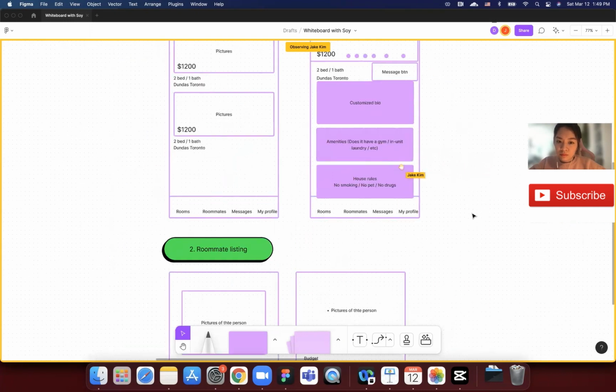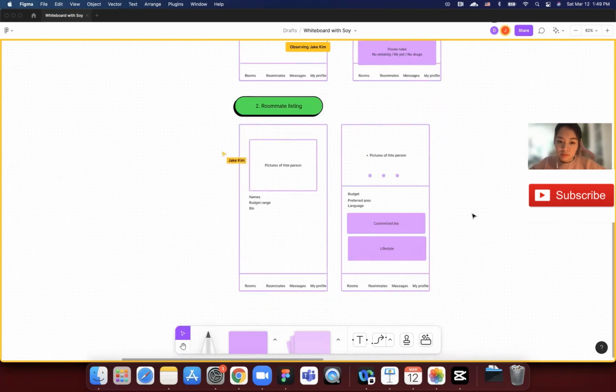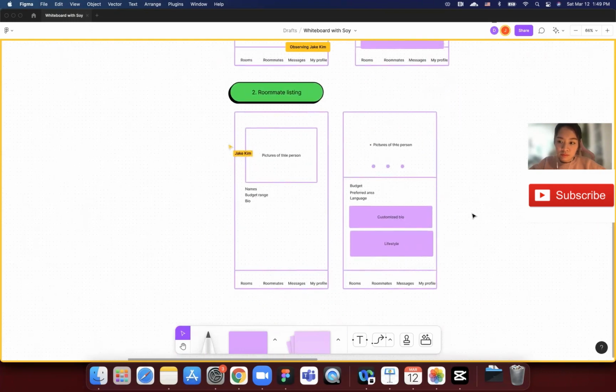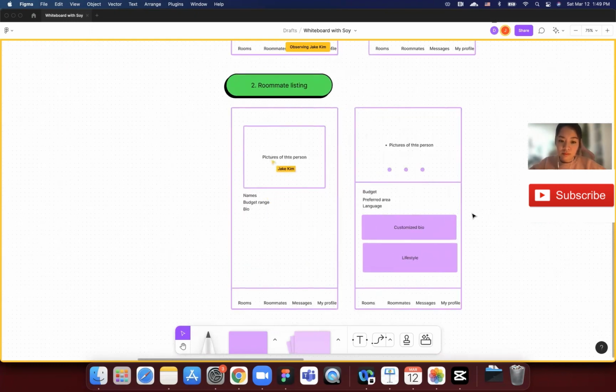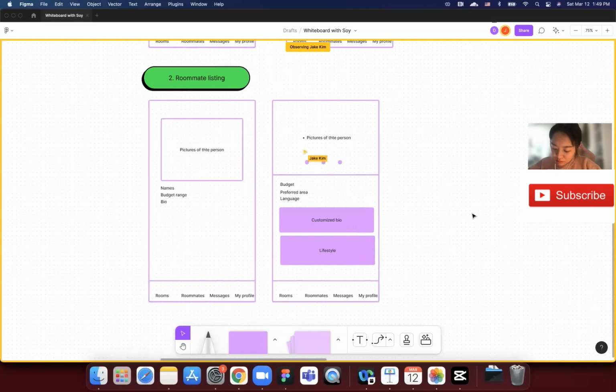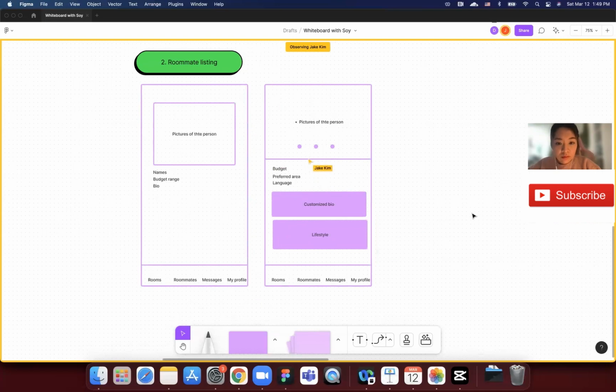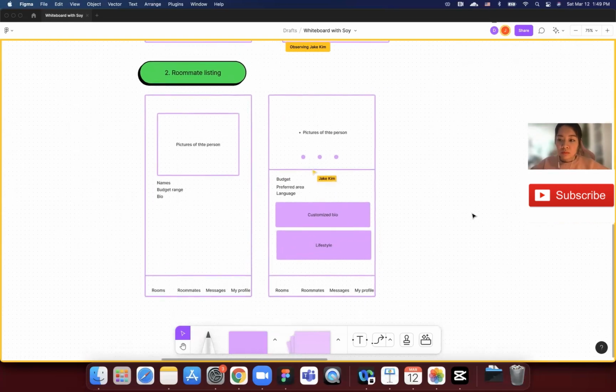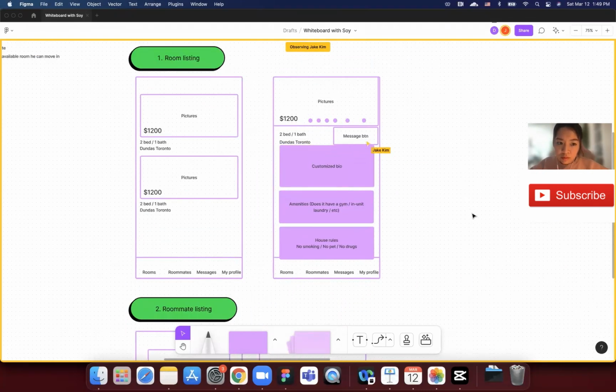If Eric likes this listing, he can click the message button and then can have a conversation with whoever the roommate is here. For James' case, he is looking for a roommate. So he just goes through the roommate profile listing, which is the second tab here. And then the first page is just pictures and then names, budget, and bio. If he likes it, I'll call it the Tinder method, he swipes right, and then it'll bring James to a detailed page of this person, and he can see more pictures and more detailed information about this person. And then if he likes it, he can just start a conversation by clicking the message button.